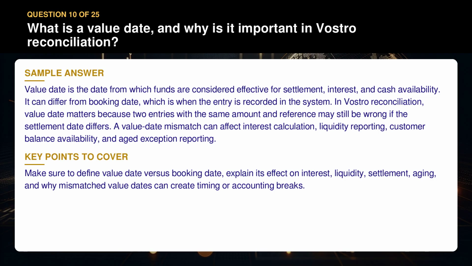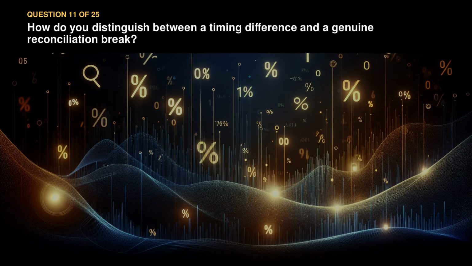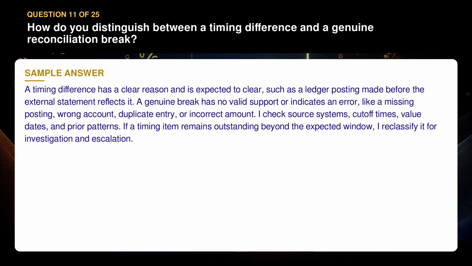Explain its effect on interest, liquidity, settlement, aging, and why mismatched value dates can create timing or accounting breaks. Question 11. How do you distinguish between a timing difference and a genuine reconciliation break? A timing difference has a clear reason and is expected to clear, such as a ledger posting made before the external statement reflects it. A genuine break has no valid support or indicates an error, like a missing posting, wrong account, duplicate entry, or incorrect amount.